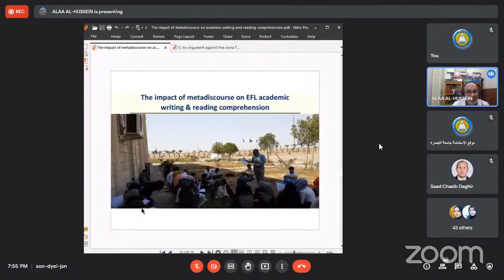Now the third and last phase, inshallah, will be shorter: the impact of meta-discourse on EFL academic writing and reading comprehension. What is the benefit? What is the use of teaching meta-discourse to EFL students? What is the benefit of teaching it explicitly through writing and through reading comprehension?